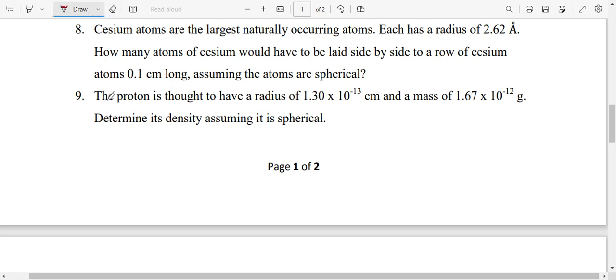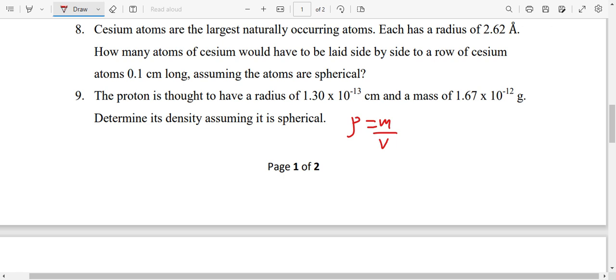Question number 9. The proton is thought to have a radius of 1.30 times 10 to the power negative 13 centimeters and mass of 1.67 times 10 to the power negative 12 grams. Determine its density assuming it is spherical. We know that density is given by mass over volume, right? So this is a sphere. We need to find the volume first of a sphere.